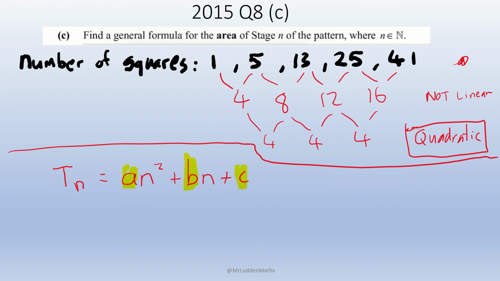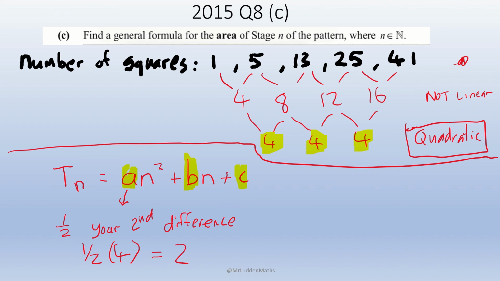So if you want to look in the description for this, your a here is going to be half your second difference. So half your second difference. Now my second difference, remember we got that, it's 4, so half of 4 will give you 2. So you know that right now your Tn is going to be 2n squared plus bn plus c. We found out what the a was. So that was, I suppose, the easy part of that question.